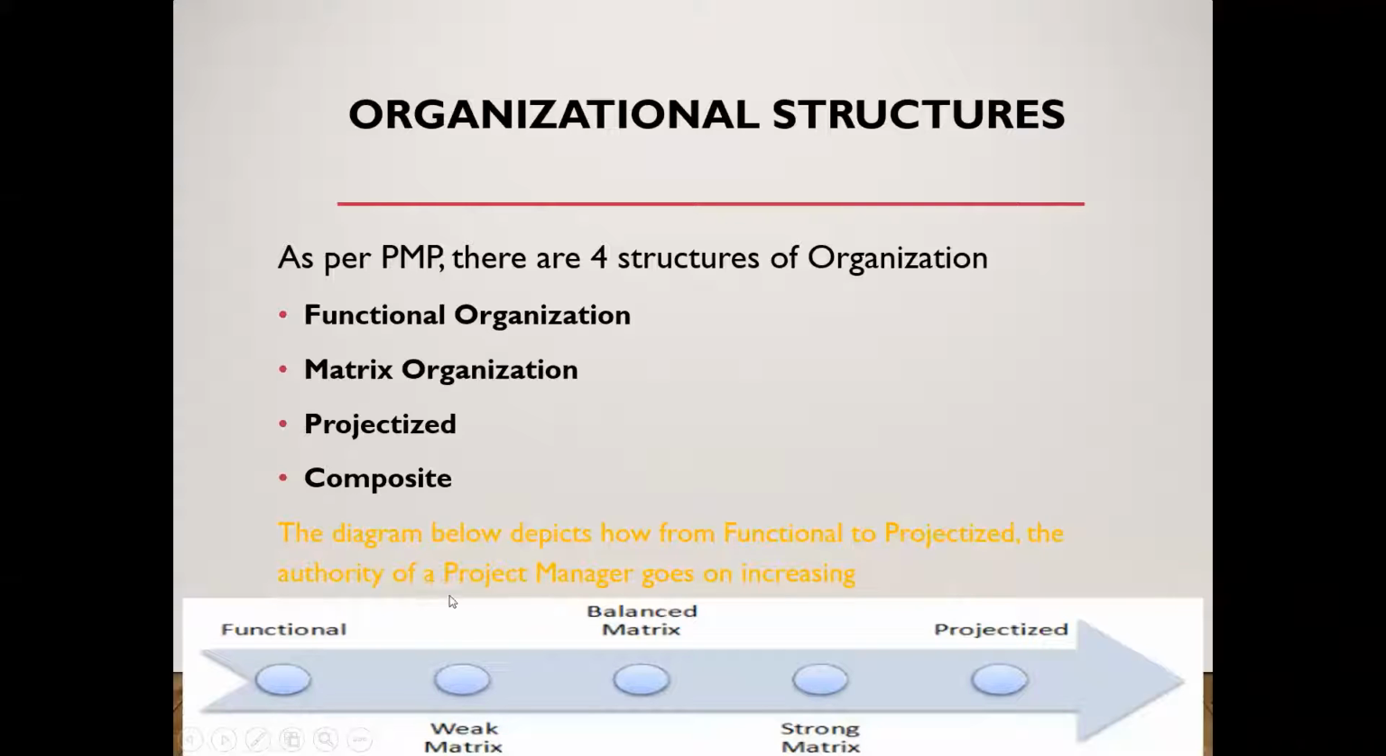In functional, the project manager has the minimum authority or no authority at all. And when we move to projectized, you will see that the project manager has the full authority. We'll be discussing all these 4 structures of organization in detail in the coming slides. So let's move to another slide now.